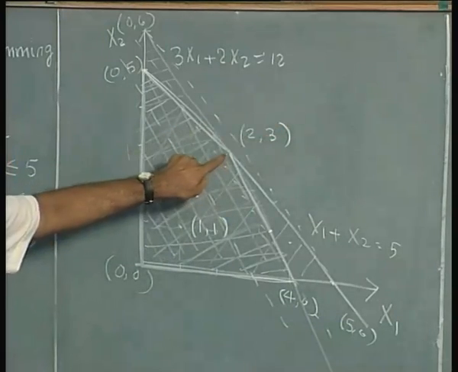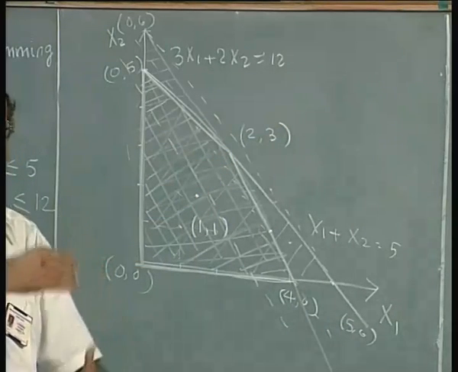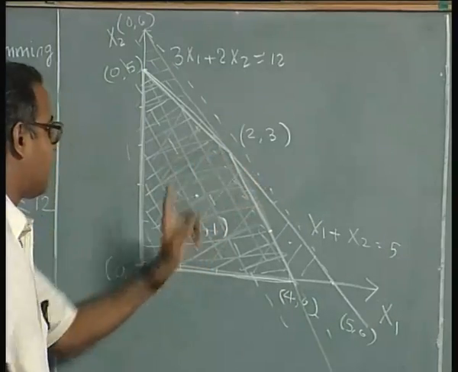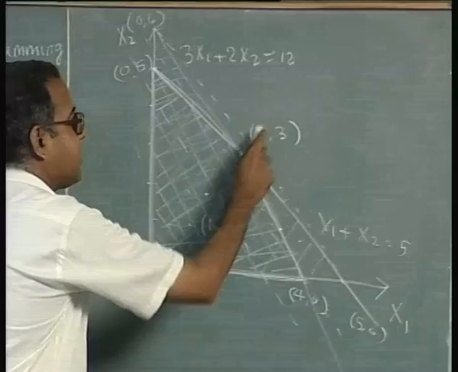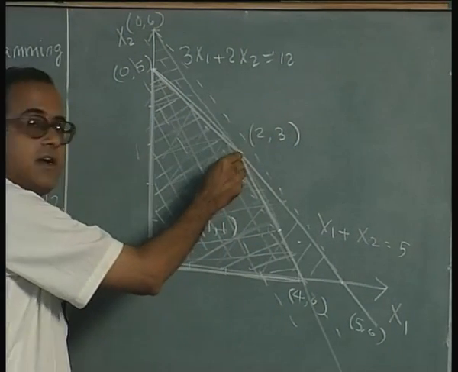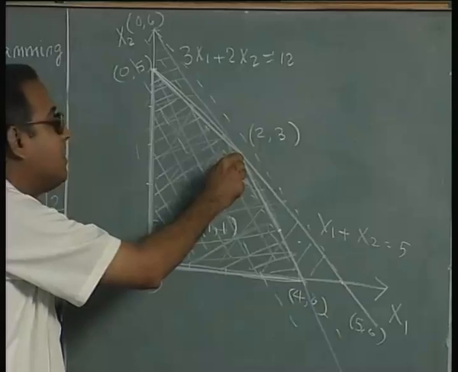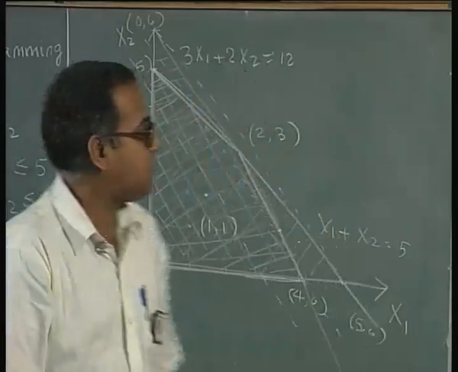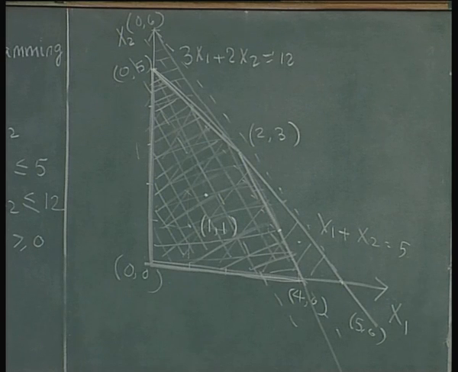Now, that corner point which it touches last before it leaves the region is the best value, and once again you can show that the same point 2 comma 3 is the point. As this line moves parallel to itself, the last point of the region it will touch is 2 comma 3, and this 2 comma 3 is the best solution for this problem. So, this is how the graphical method works.